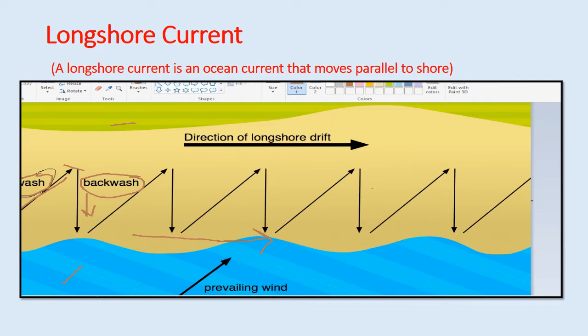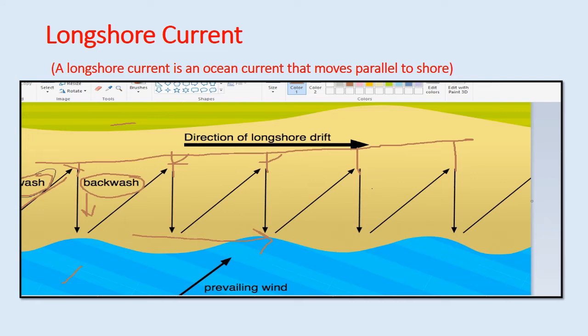And here, one more important thing: in between swash and backwash, the backwash is always at a right angle to the beach. Suppose this is the beach line, and those arrows are backwash arrows. Always observe minutely, all the backwash is almost at a 90-degree angle, or almost a right angle to the beach. This pattern of incoming swash and outgoing backwash is perfectly at a right angle to the shoreline.